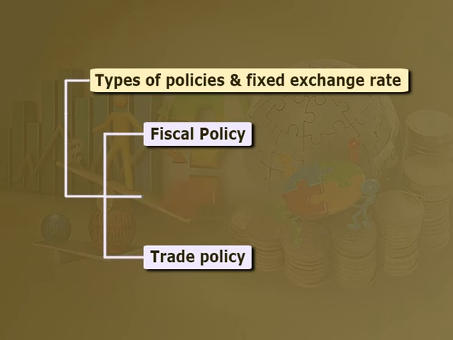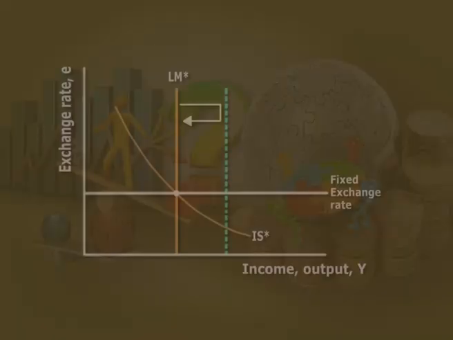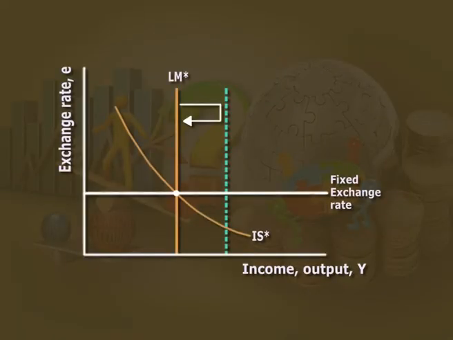Now, let us have a look at monetary policy. Suppose that a central bank under fixed exchange rate tries to increase the money supply by buying bonds from the public. The monetary policy will shift the LM* curve to the right, lowering the exchange rate.